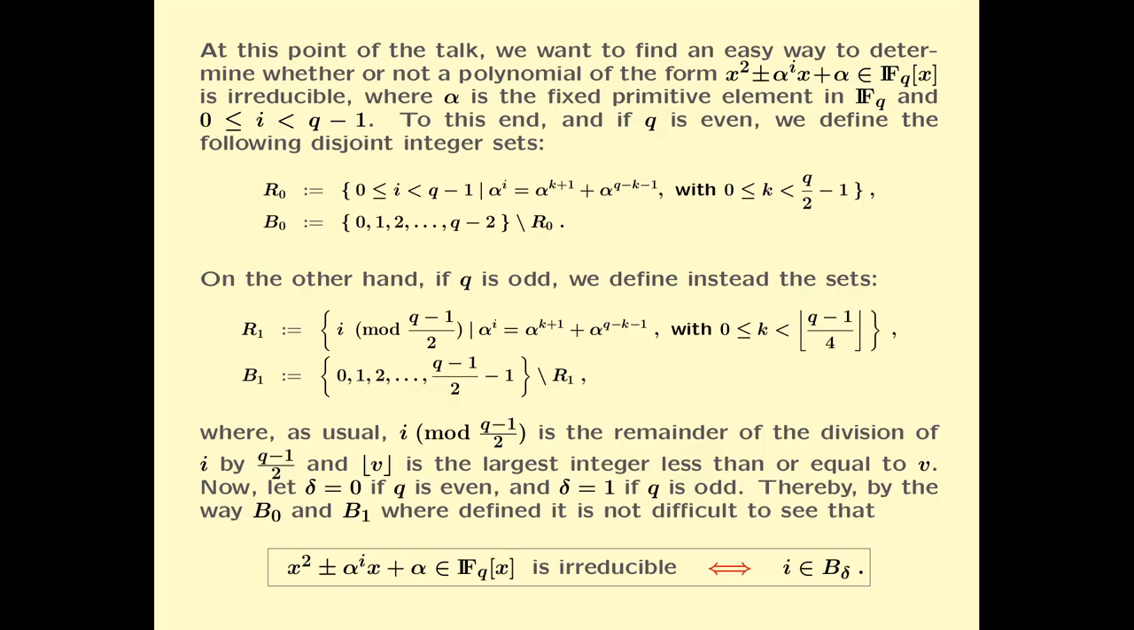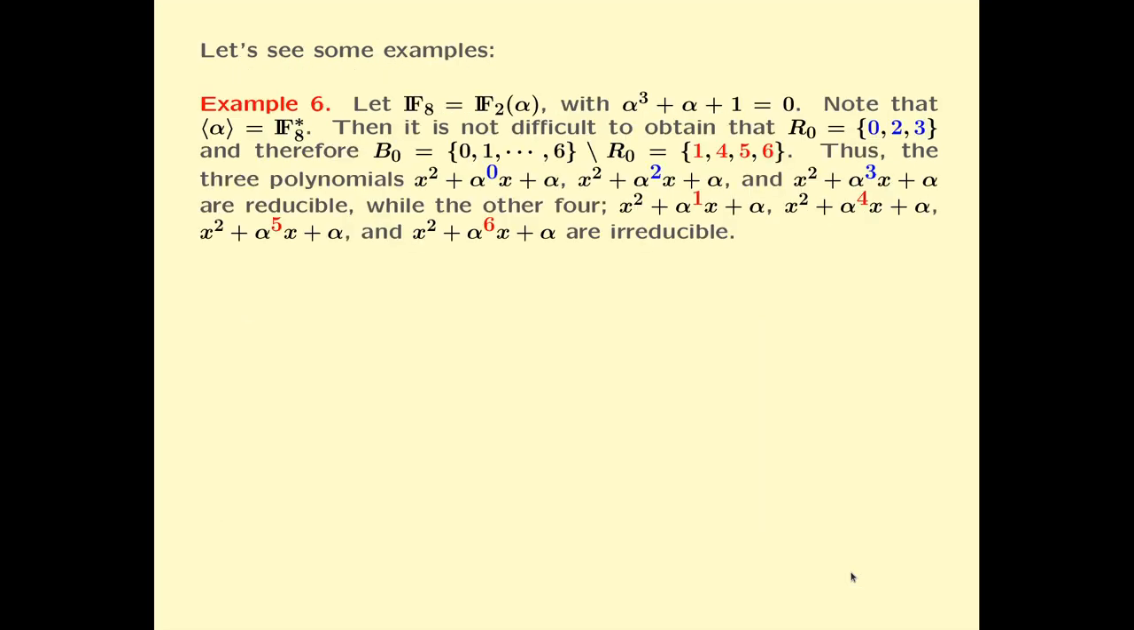Now we introduce the Boolean variable delta, defined in this quite simple way. Delta is equal to 0 if Q is even, and delta is equal to 1 if Q is odd. Thereby, by the way the sets capital B0 and capital B1 were defined, it is not difficult to see that this polynomial with this quite particular form is an irreducible polynomial if and only if the exponent i belongs to the set capital B delta. Let's see some examples.